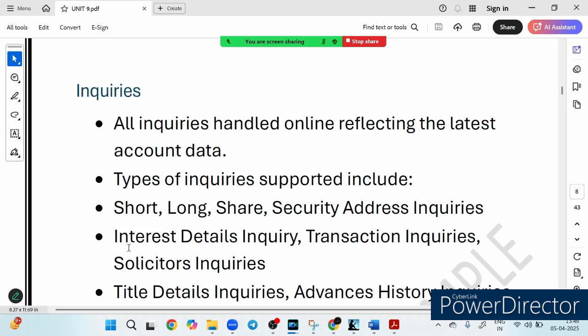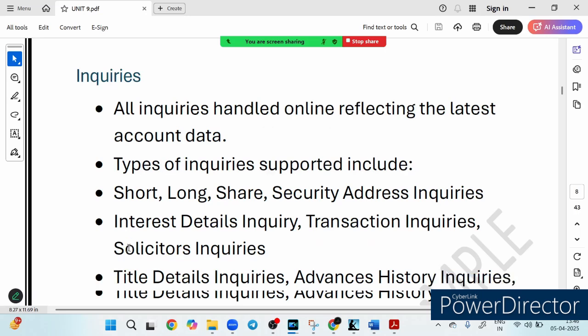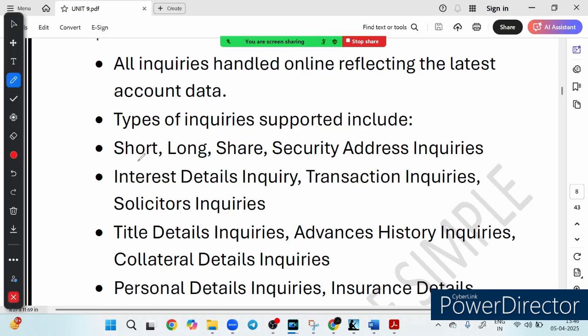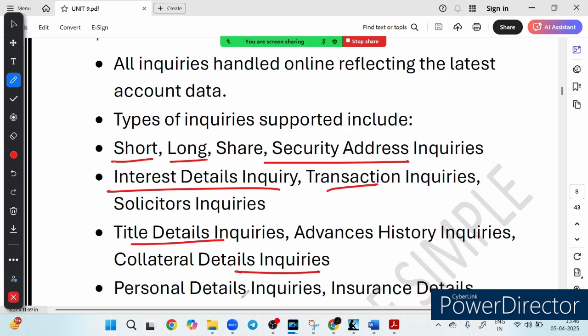Let's dive into one of the most powerful features of a commercial banking system, called inquiries and reporting. Gone are the days of digging through paper files; now everything is online and the bank can access the latest account information in a few clicks. Here is what a bank can instantly look up. Account summary, whether in short or long format. They can share details and the security address. They can share the interest details, interest earned, interest charged, loan history, personal information, insurance data, solicitor or legal inquiry. Even check movement or credit line usage is also checked.